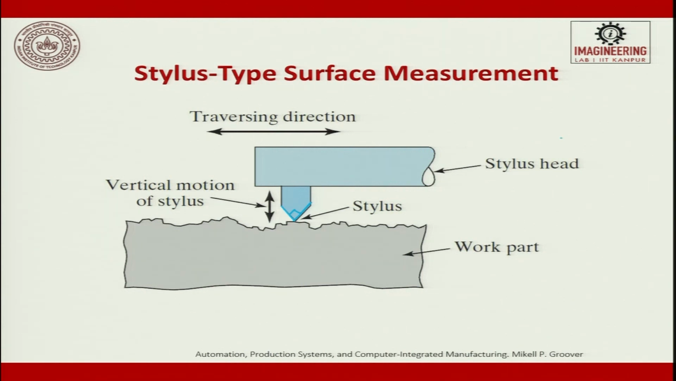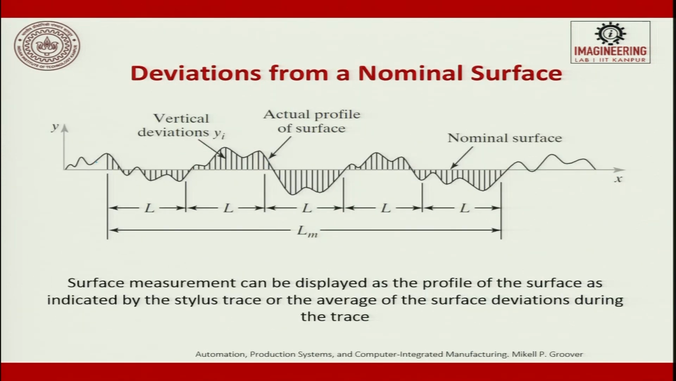The stylus head in turn gets attached to a Wheatstone bridge principle, and that tries to give you output in terms of voltage. So, you will try to get a plot of voltage versus time or voltage versus distance. Then this data is further processed through software or through electronic hardware, and then you try to get the Ra values. So, this is how a typical Ra value is calculated.